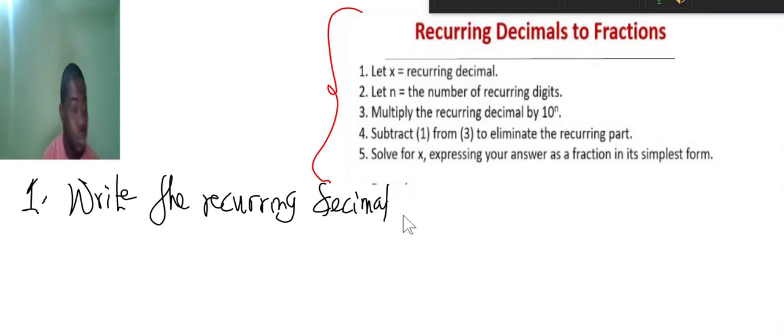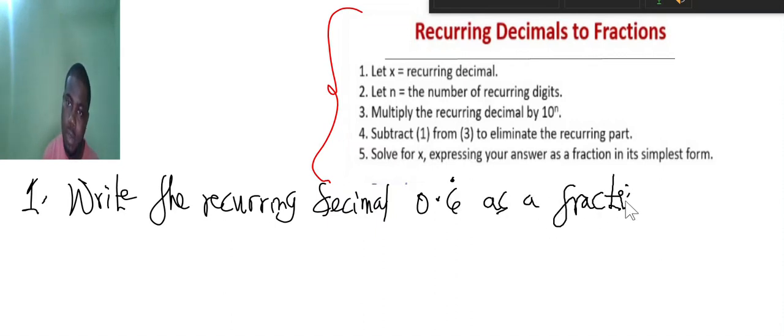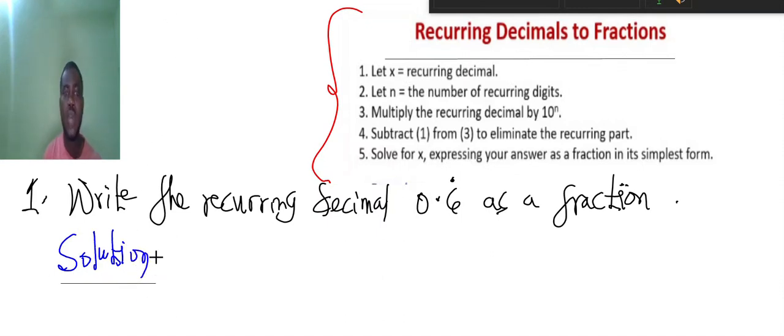You can take your time to write out those rules in your note or jotter. Write the recurring decimal 0.6 dot as a fraction. We'll start from the easiest example. Despite the fact that these examples are quite easy and straightforward, we also meet them in our examinations. You can follow through the steps, then after one or two examples, you must have mastered the steps.